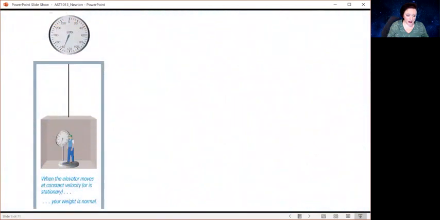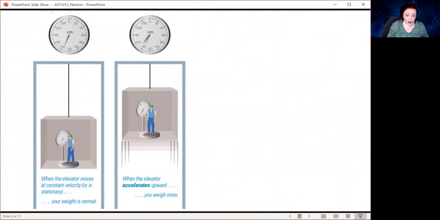So let's consider this idea for a minute. Here I have a guy in an elevator, and the elevator is either moving just at a constant velocity, so it's the same speed all the time, or it's just stationary. And in that case, if you were standing on the weighing scale, your weight should be normal. 140 pounds seems light to me, but not better.